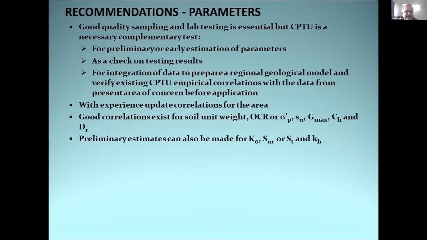Now, good correlations exist for soil unit weight, OCR, Su, Gmax, CH, and relative density. Preliminary estimates can also be made for K0, SuR, sensitivity, and kh.